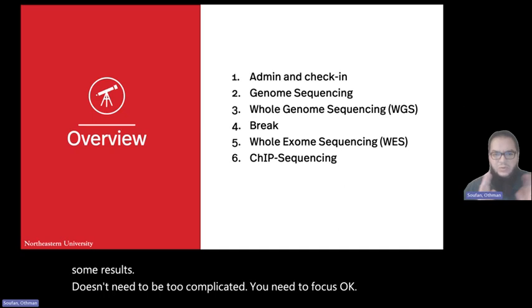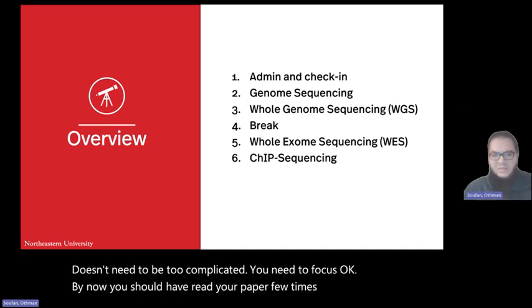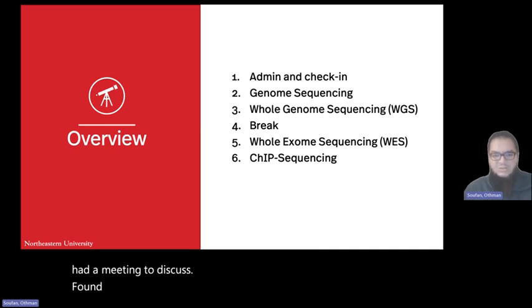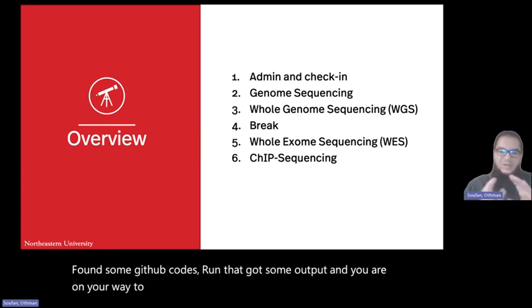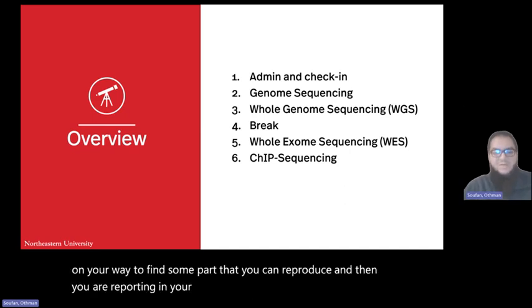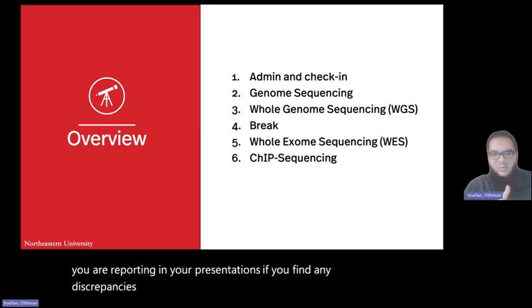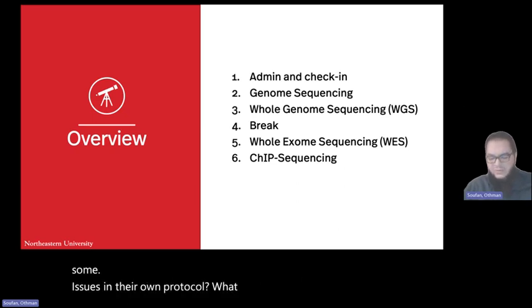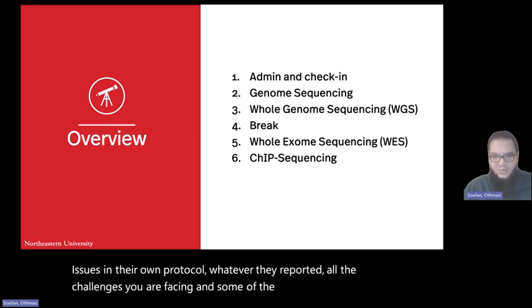By now, you should have read your paper a few times as a team, had a meeting to discuss, found some GitHub code, run that, got some output, and you are on your way to find some part that you can reproduce. And then you are reporting in your presentations if you find any discrepancies compared to what they have reported, or you find some issues in their own protocol, or the challenges you are facing, and some of the missing information that were not there.